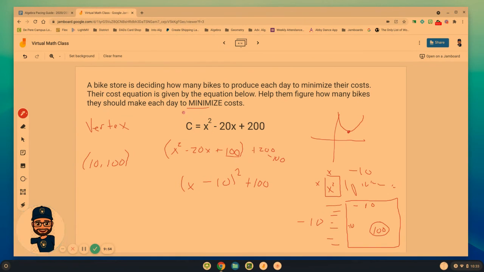C is cost, right? This is like our y. This is our cost. What do we think the x value represents? How many bikes they make. So we could say that they should make 10 bikes to minimize their cost. We want them to make 10 bikes to have the lowest cost. If they make 11 or 12 or anything lower or higher than that, their cost goes up. 10 bikes. And again, going through the completing the square process to find that vertex, because we know the vertex gives us minimizing or maximizing certain values.